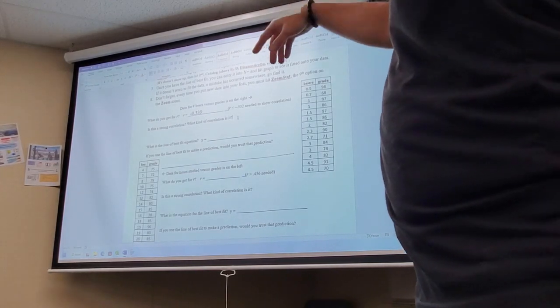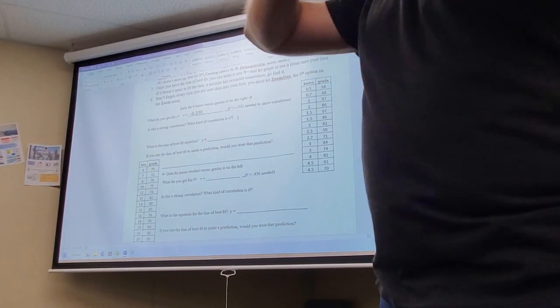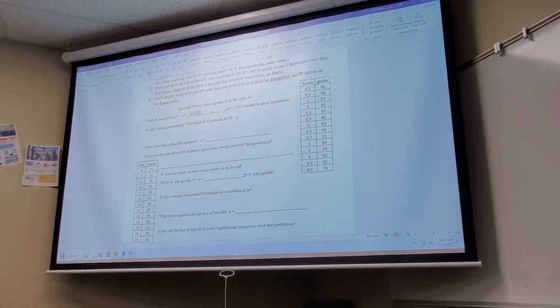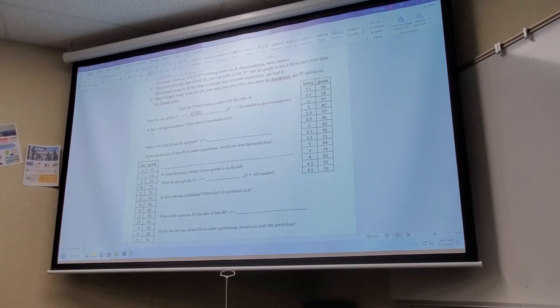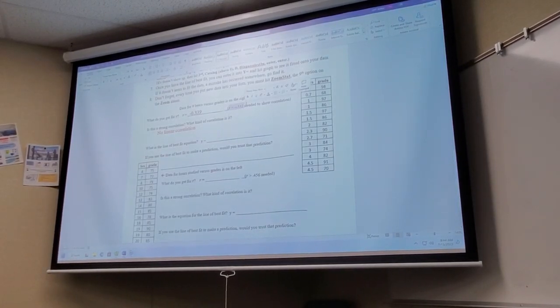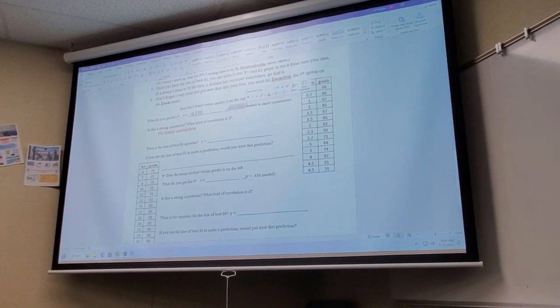So is this a strong correlation? What kind of correlation? There is no correlation, right? That would be how to answer this question. Is this a strong correlation? What kind of? No. Let me be more specific. Linear correlation. I will always just tell you this. You with me? I will always just tell you what R is necessary.